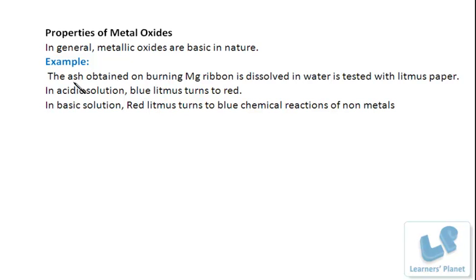Let's talk of magnesium oxide, which is formed by burning magnesium ribbon in air. The ash obtained on burning magnesium ribbon is dissolved in water and tested with litmus paper. In an acidic solution, blue litmus turns red, whereas in a basic solution, red litmus turns blue.